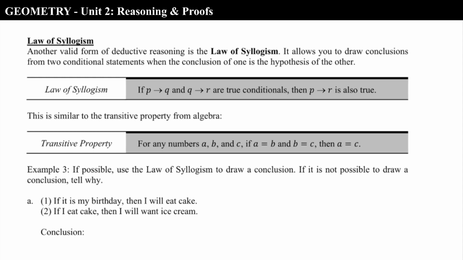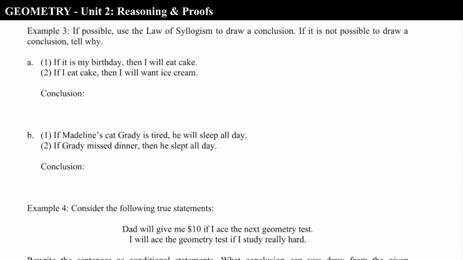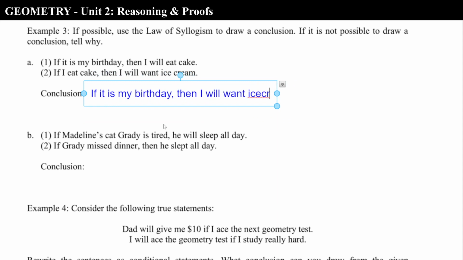So this is how it works. If possible, we're going to use the law of syllogism to draw a conclusion. If it is not possible to draw a conclusion, we are going to tell why. So in this first one, if it is my birthday, then I will eat cake. If I eat cake, then I will want ice cream. Notice that the conclusion of the first statement is the hypothesis of the second statement. So we can cut out that middleman and conclude, if it is my birthday, then I will want ice cream. So you take the hypothesis from the first statement and put it with the conclusion of the second statement.